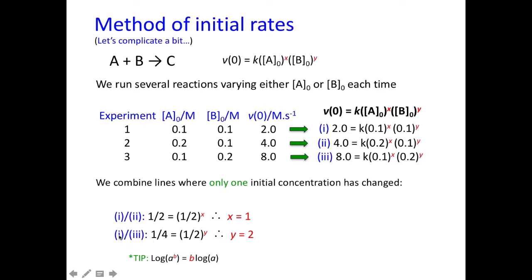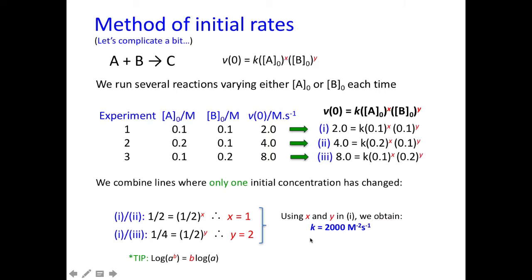Now I do the same, but now using equations 1 and 3, because from equations 1 and 3, the initial concentration of A is constant, just the concentration of B changes. And then if I divide the first by the third, I get this expression. So y in this case is equal to 2. We don't even need to apply the logarithm to calculate this. So this is straightforward.